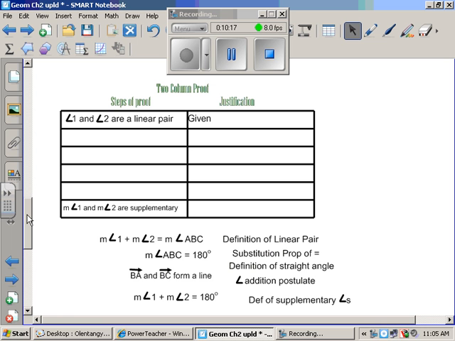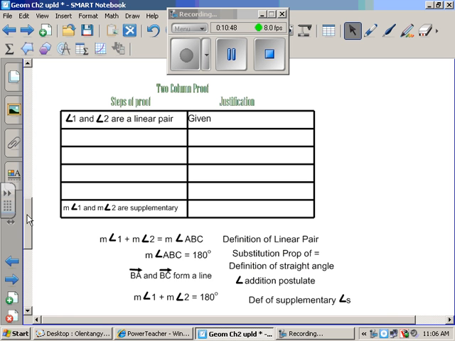Anastasia? Measure angle 1 plus angle 2 equals angle ABC. Not quite yet. Do you know why you can't choose that yet? No. Okay. Because have we mentioned anything about angle ABC yet? Not yet. The only thing we've talked about is that angle 1 and angle 2 are a linear pair. So that's what makes proof hard: even though you know that's true, you have to wait until you can prove it. So yes?